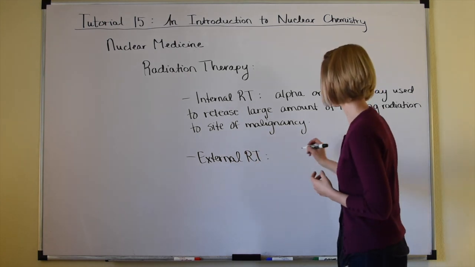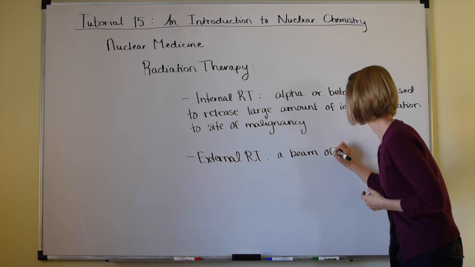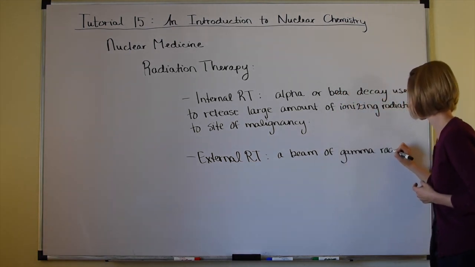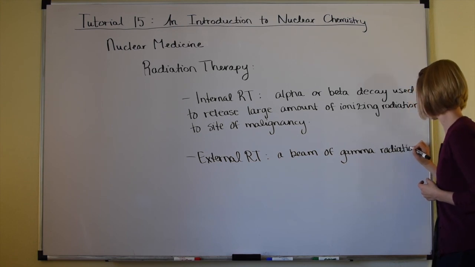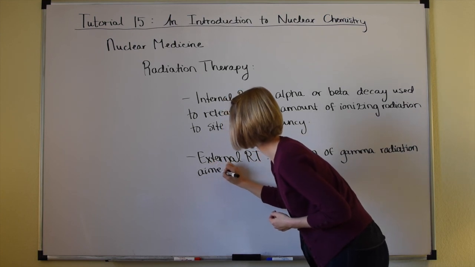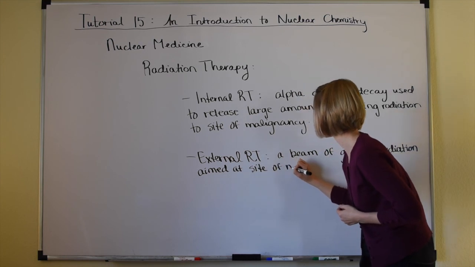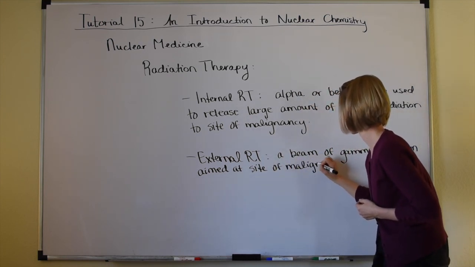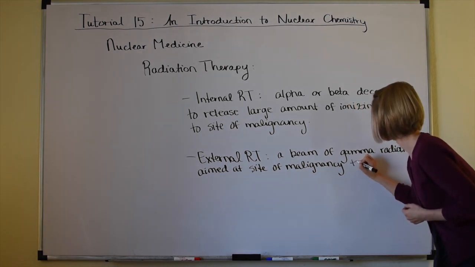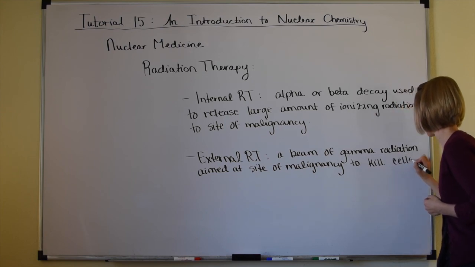So we'll write up here, a beam of gamma radiation is aimed at the site of a malignancy in order to kill the malignant cells.